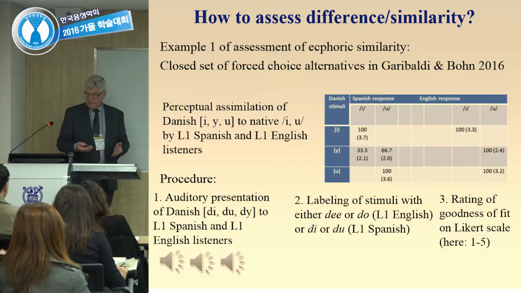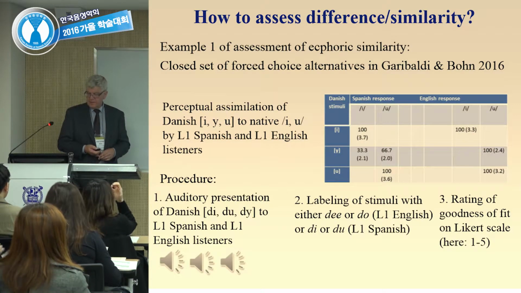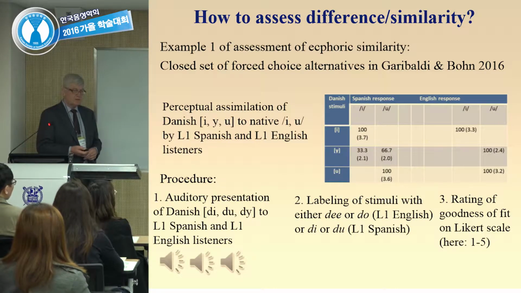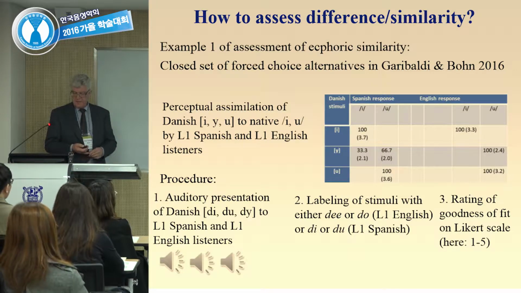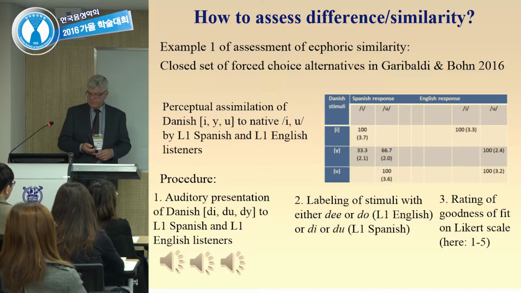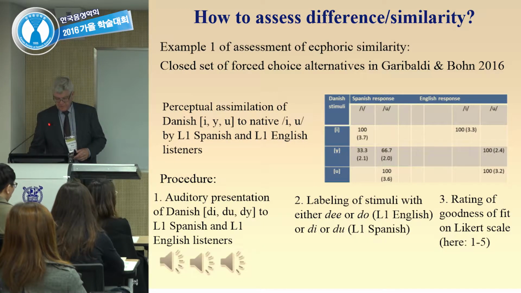Okay, and I'd like to give you one example of an assessment of ekphoric similarity. This is a closed set of forced choice alternatives that I used in the study that I also talked to you about yesterday. This is about the perceptual assimilation of Danish E, Ü, and U to native E and U by native Spanish and native English speakers. And the procedure here is, first of all, auditory presentation of Danish stimuli to native Spanish speakers. Sounds like this.